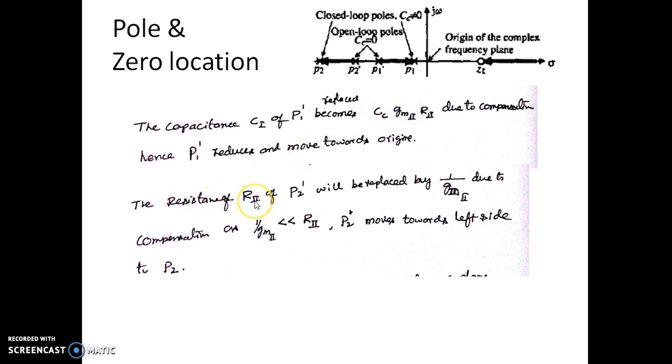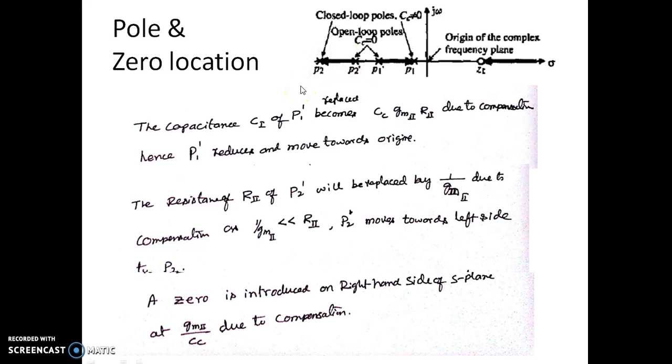You can see the resistance R2 of P2 dash will be replaced by 1 over Gm2. Since 1 over Gm2 is very small compared to R2, the P2 dash actually moves to the left side. So it is moved to the left side to P2. So this P1 dash moves to the right side, whereas P2 dash moves to the left side here. There is a zero introduced on the right hand side of the S plane at Gm2 by Cc. So this is the location of the zero. So this is again due to the compensation. Because of compensation, the poles will move apart, and as you can see there is a zero coming from infinity and it is becoming finite.